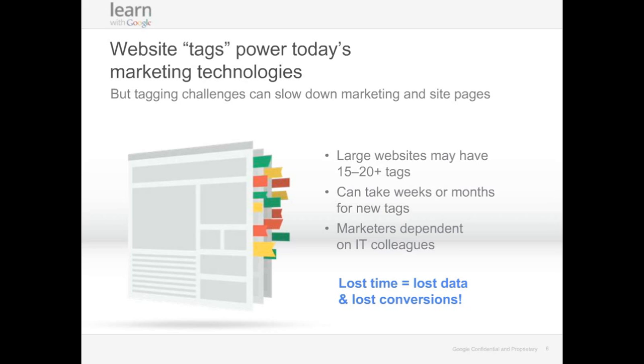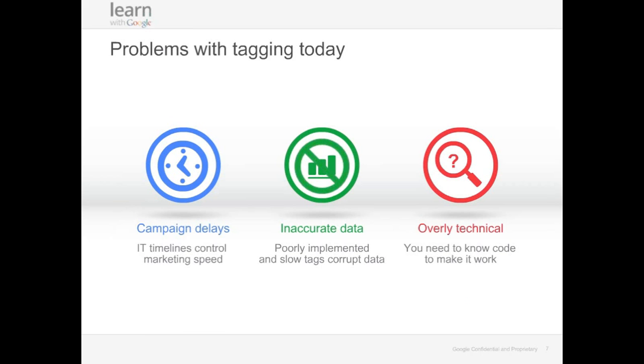The marketers are dependent on whether or not the IT folks can actually deploy those tags. Because of the delay, that means that there's less data being collected, and there's also the lost opportunities on reaching out to your clients using this data. So to sum it all up, the problems with tagging today is that there's huge delays in actually getting tags live on a site. You get inaccurate data because there are actually challenges in getting those tags properly implemented. Sometimes they're collecting the wrong data, or slow tags actually prevent other tags from firing, and so therefore you're not getting as much data as you would like.